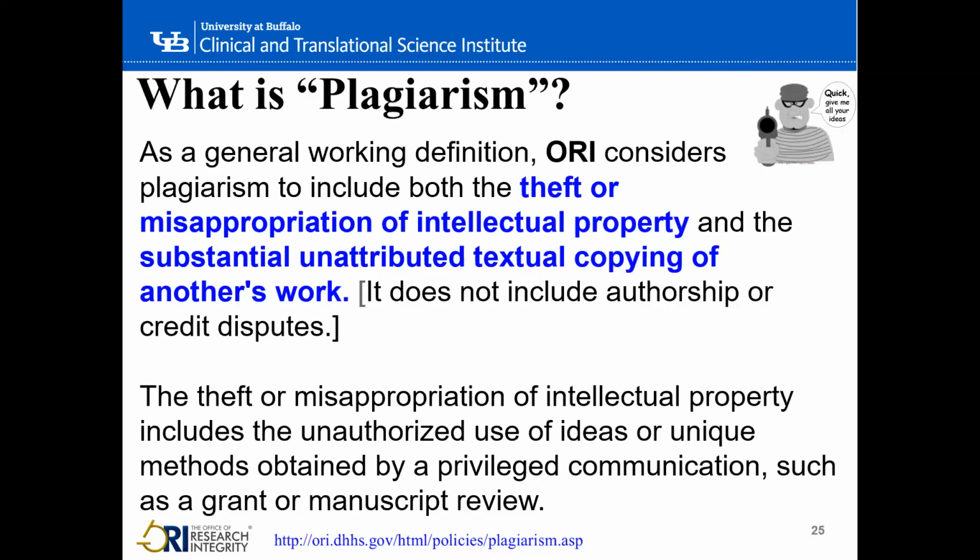You can use somebody else's words in, let's say, a publication or a grant application, as long as you give credit where credit is due. That is, put the direct quotes or even paraphrased text in quotations and give the source. Where did you get this from? Also, it is defined as theft or misappropriation of intellectual property, which includes unauthorized use of ideas or unique methods obtained by a privileged communication, such as a grant application or a manuscript that you happen to be reviewing.